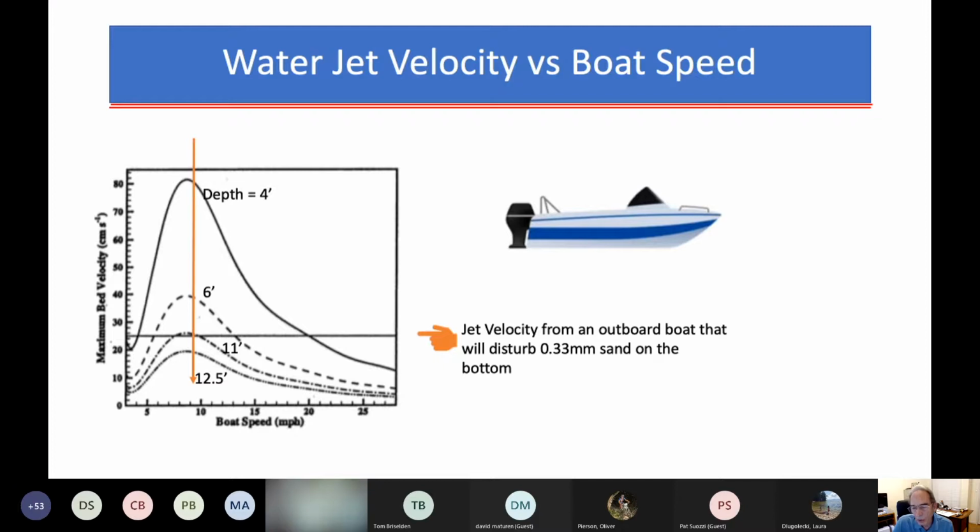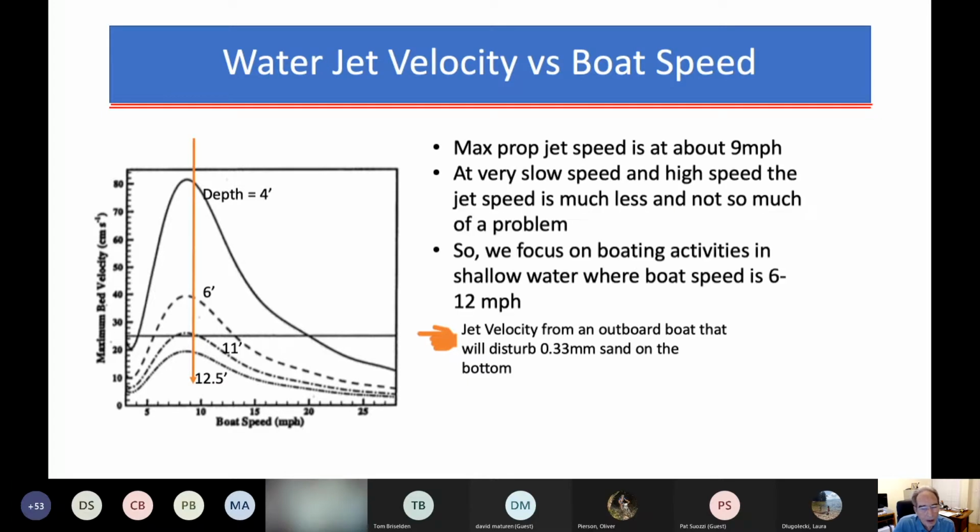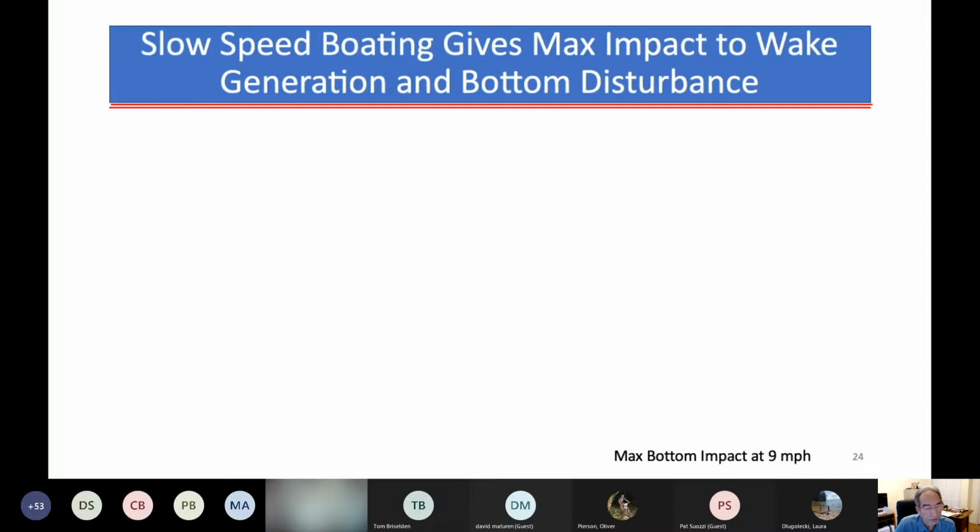Note that the thrust of the outboard motor is straight back as opposed to an inboard that has its propeller shaft angled down, as we just saw. So a major observation here is that the maximum propeller jet speed reaching the bottom occurs at about 9 miles per hour. Faster or slower, and the velocity is much less. Okay, so we're focused on boating activities in shallow water where the boat speed is 6 to 12 miles an hour. And again, it's not just wake boats.